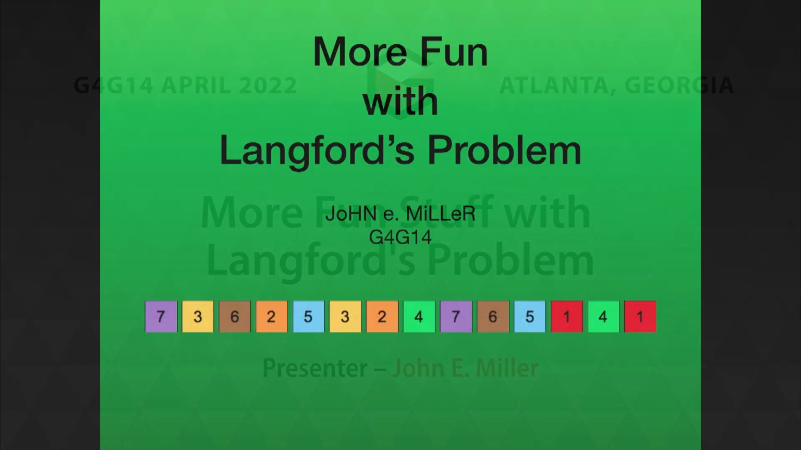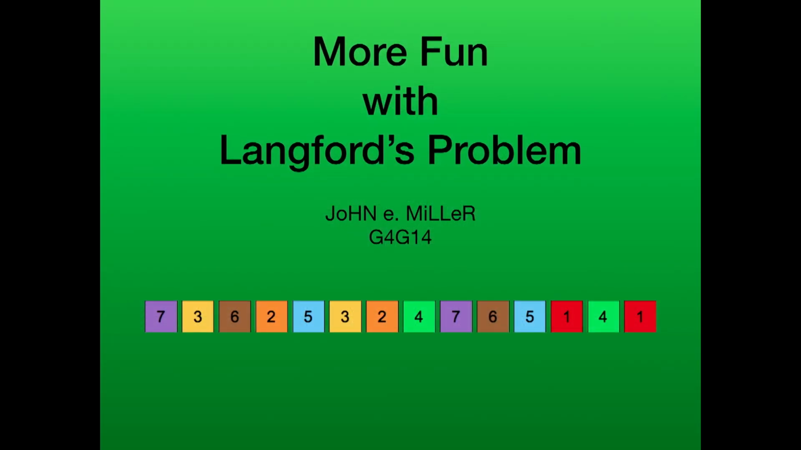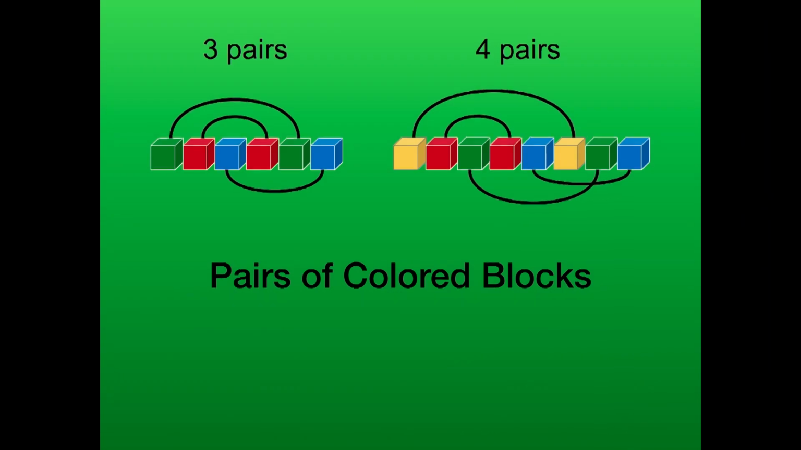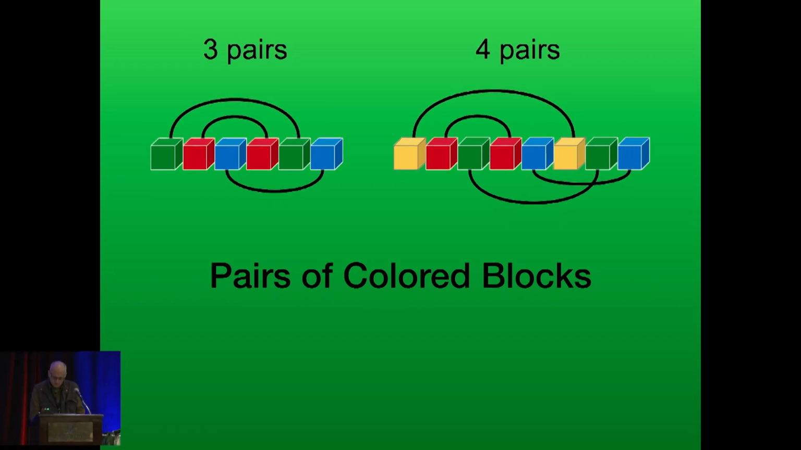So this is an update of my G4G14 talk. C. Dudley Langford saw his son line up 3 pairs of colored blocks on the left there. He noticed between the red pair there was 1 block, and between the blue pair there were 2 blocks, and between the green pair there were 3 blocks. Langford tried, and he found that he could do this, arrange 4 blocks in this way.